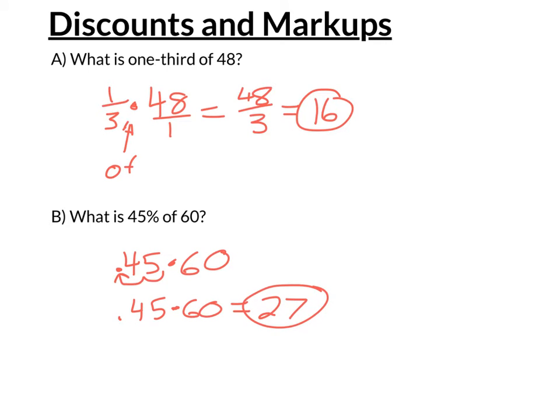So 27 is 45% of 60, and that makes sense. Half of 60, 50% of 60 is 30, so 45% of 60 should be pretty close to that.